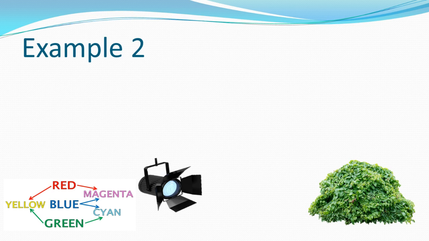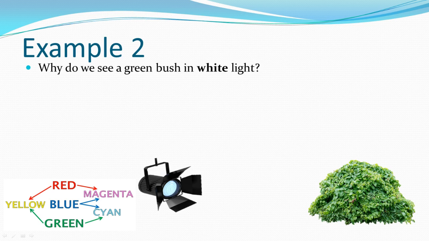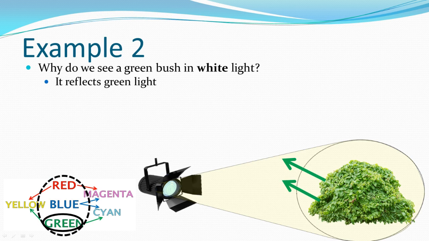Let's look at example 2. We have a green bush. Why do we see a green bush outside in white light? There's not a green light in the sky, there's only the sun, which gives us white light. White light has all three colors. It has red, blue, and green. We see the color that's reflecting. So a bush is reflecting green light.